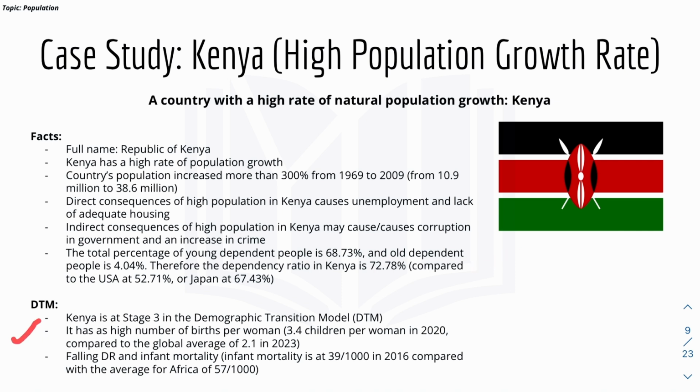So here's some information on the demographic transition model. Kenya is at stage 3 of the demographic transition model, and it has a high number of births per woman, averaging around 3.4 children per woman in 2020 compared to the global average of 2.1. And it has a falling death rate and infant mortality rate.